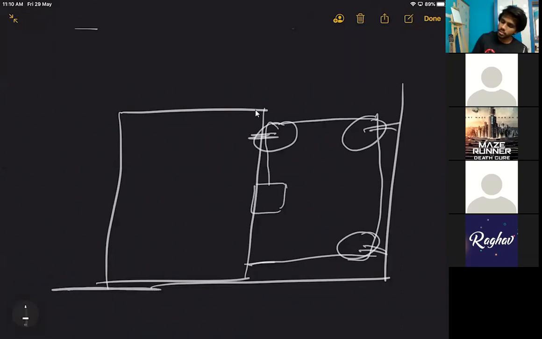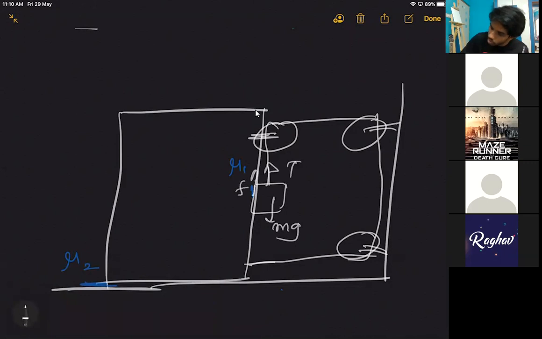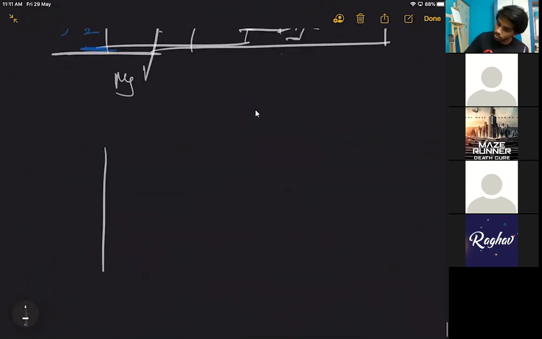This is the situation, and the friction in between these two is mu2, and in between these two is mu1. So all you have to do is write all the forces: mg, tension, and friction on the smaller block. There is also a normal force horizontally, of course, because of the contact between them. On the bigger block, there is tension, mg, and normal force N2. Let's just call it N1. Wait a second, I'll draw it separately for the bigger block.